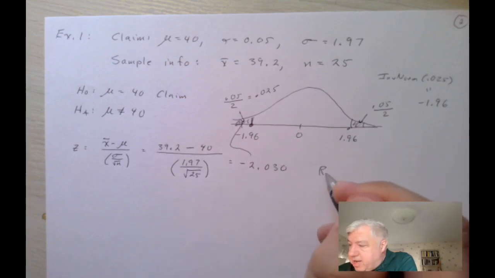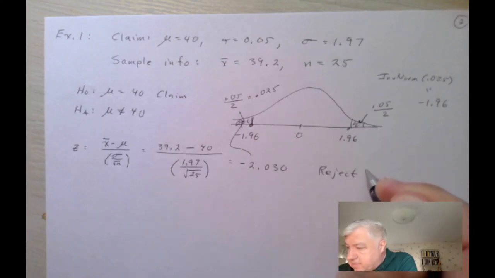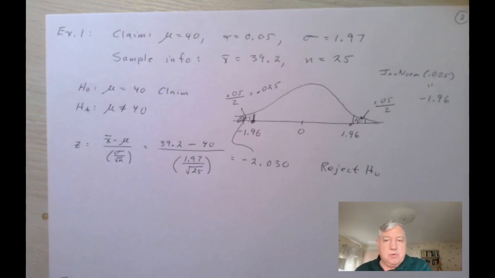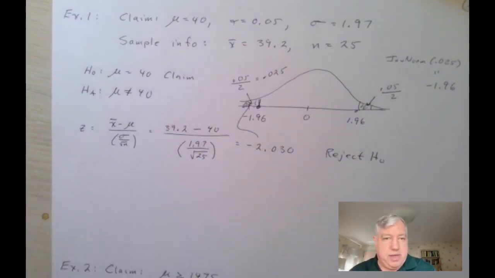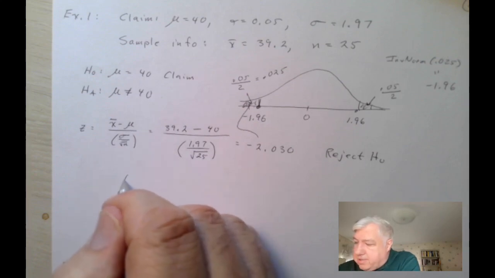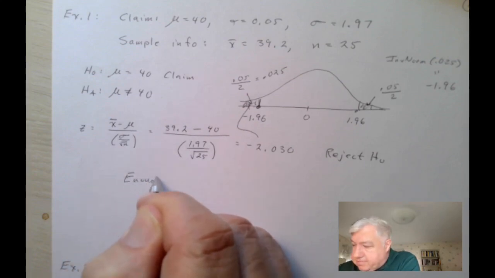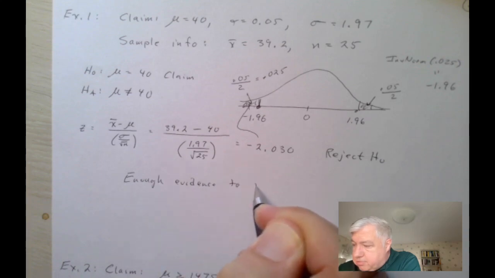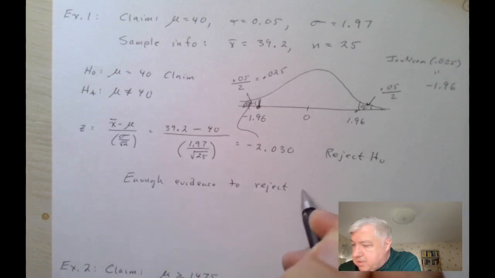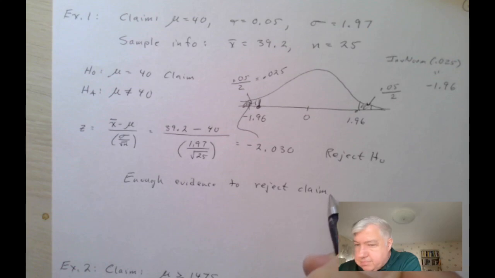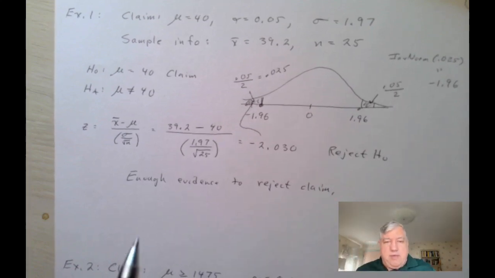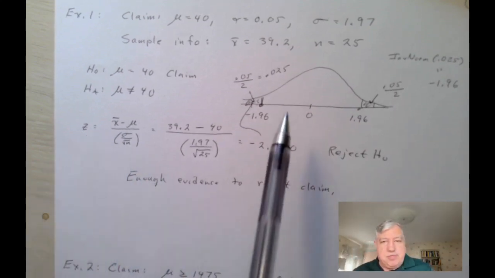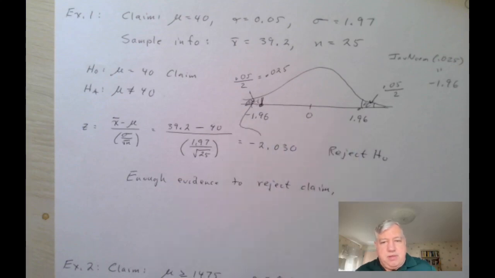So we reject H0. Okay. H0 is the claim, so we are rejecting the claim. So we say there's enough evidence to reject the claim. If z was between these numbers, then we would not have enough evidence to reject the claim.